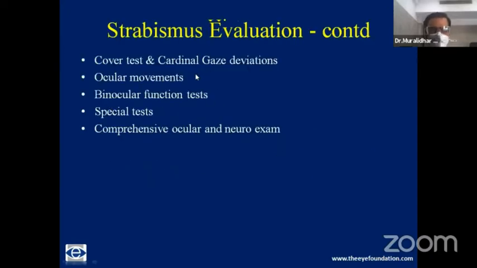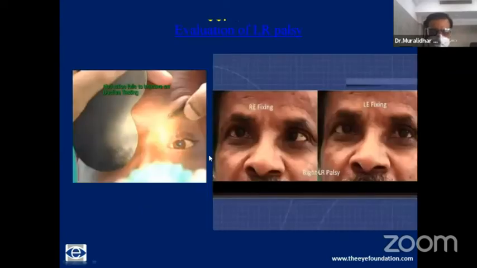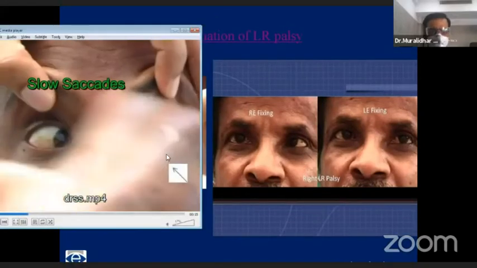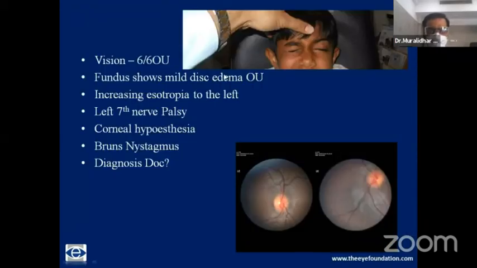The strabismus evaluation is as for comitant strabismus, in addition to some special tests which I shall cover in the slides to come. For example, this patient has a right sixth nerve palsy. He has a face turn to the affected side and restriction of abduction. This is on duction testing, which is very, very important. Restriction of abduction on duction testing is what we need to look at, and floating saccades I have already said. You see that the abduction is restricted even on duction testing. The restriction of movement may not always be that obvious.